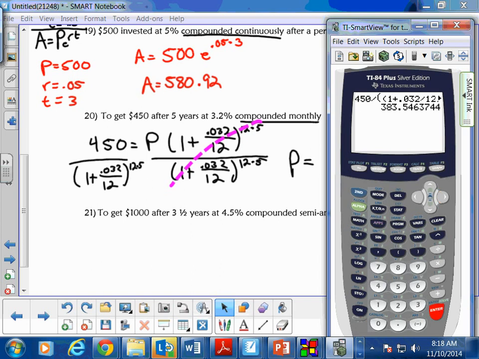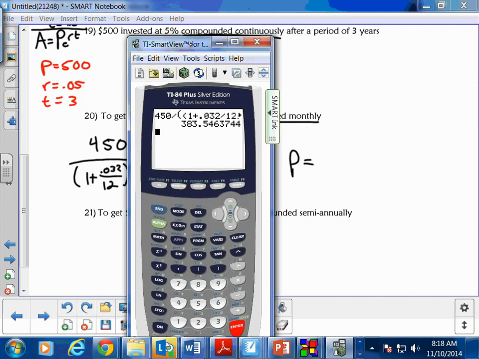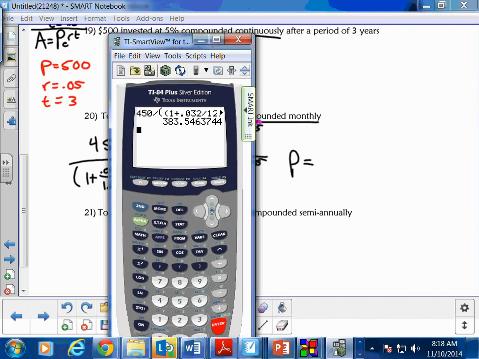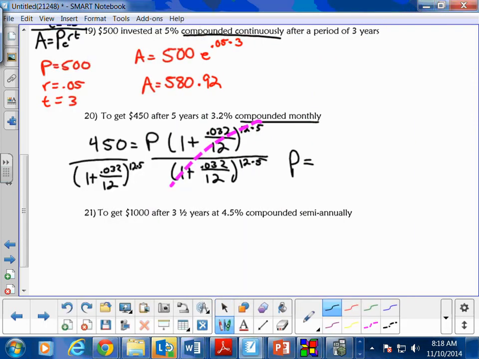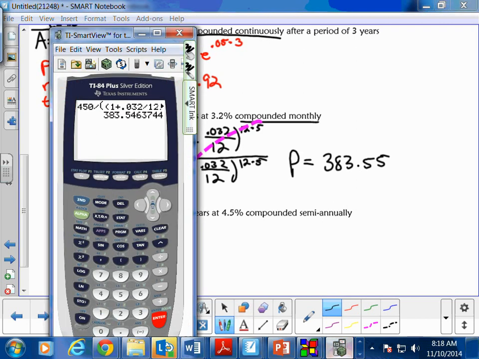So the answer should be 383.54, 383.55 if you round up. So let me go ahead and write that in. 383.55. Now let's double verify that using the apps menu and the calculator.